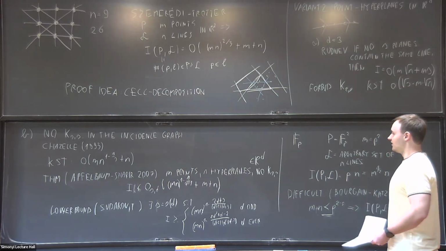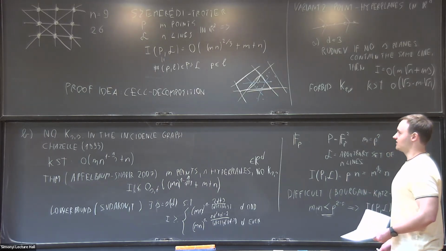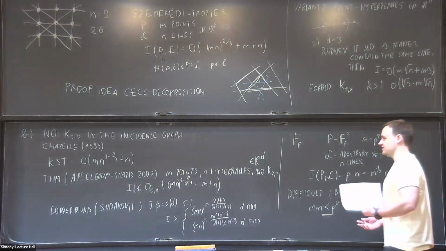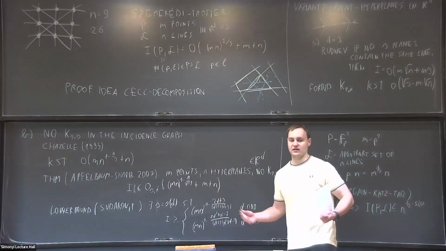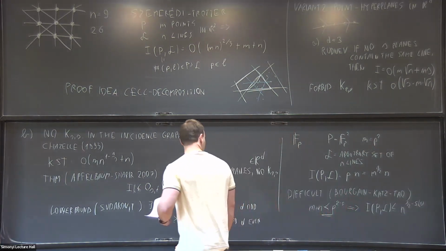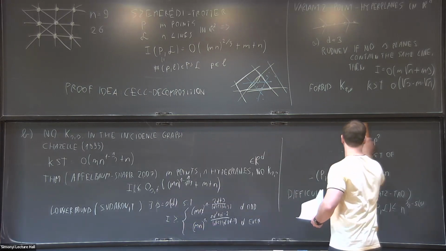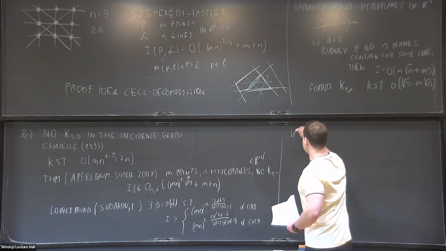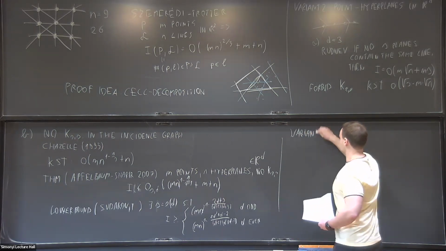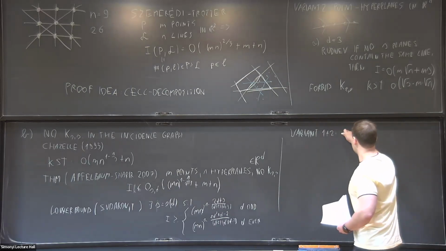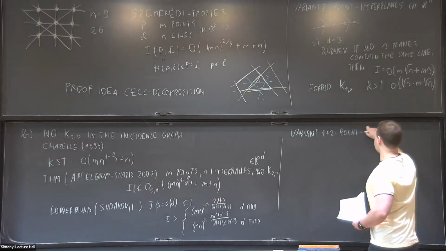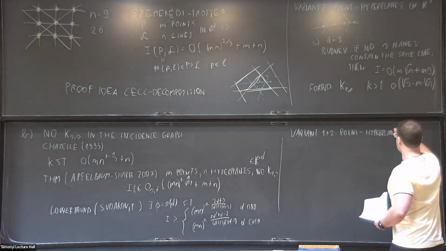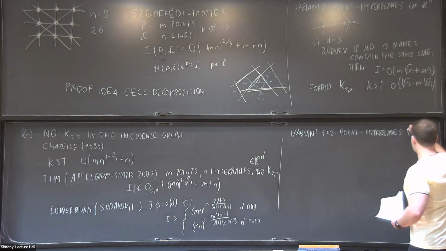So then the final variant I want to talk about is what happens when we combine these two variants. So what can we say about points and hyperplanes when we look at them over any arbitrary field? So write me as variant 1 plus 2, the point hyperplanes.